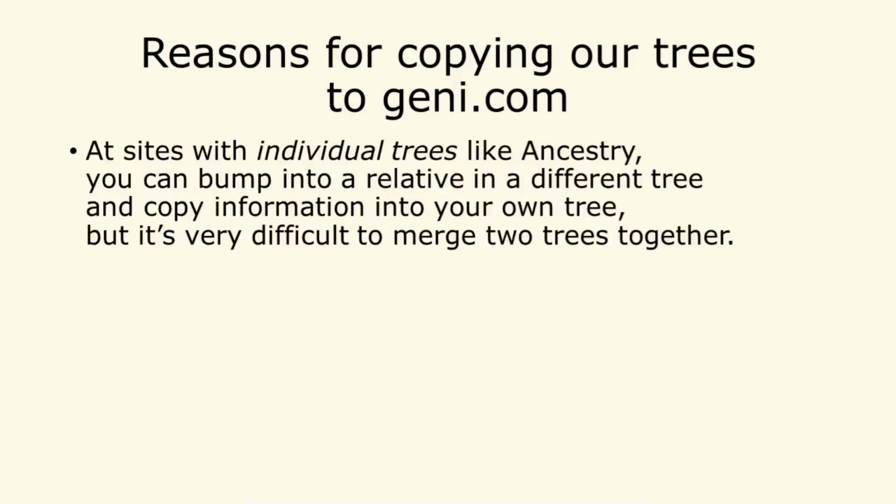At sites with individual trees like Ancestry, you can bump into a relative in a different tree and you can copy information into your own tree, but it's very difficult to merge the two trees together. This means that as your interest spreads through the ancestors, you keep accepting more hints and copying them into your tree, and the tendency then is to get sloppy and just to accept the hints that look easy at first sight and not to do the careful checking that Larry was talking about.